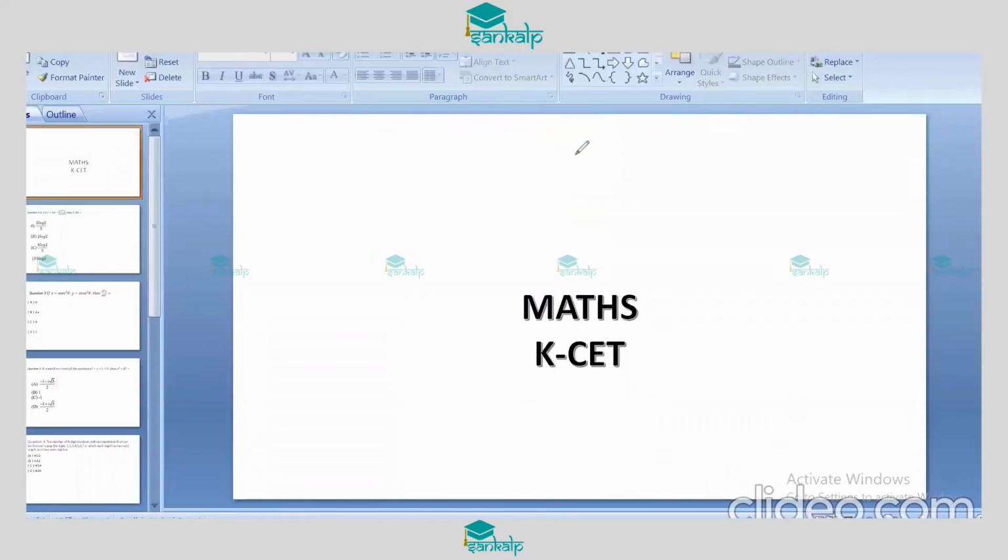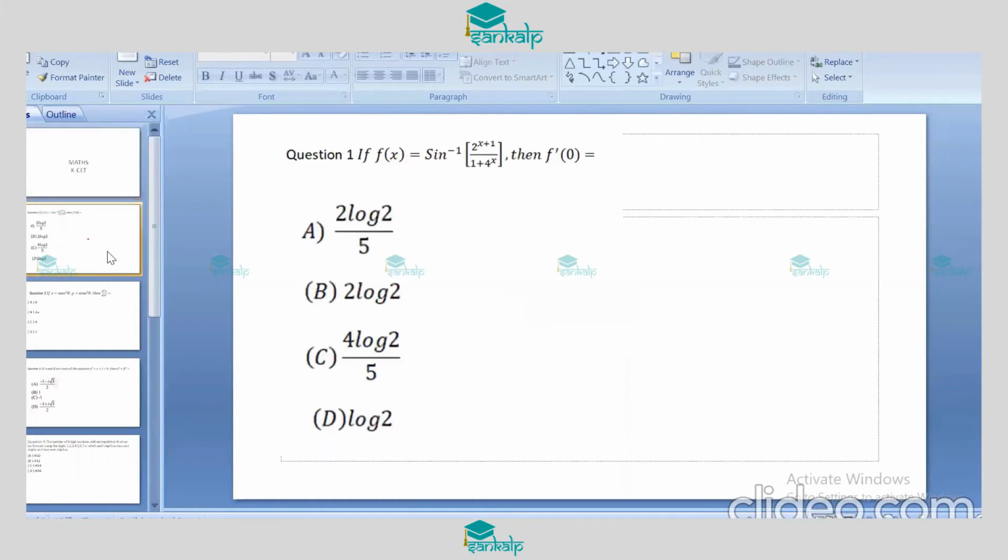Hello. So today we are going to do some case set questions of maths which are very important from examination point of view. All these are multiple choice questions. Let us look at the first question. This is question number 1.